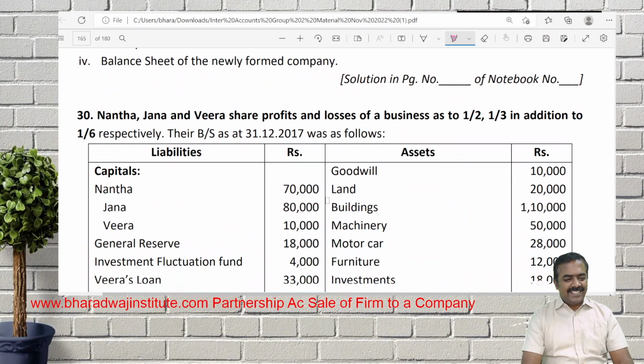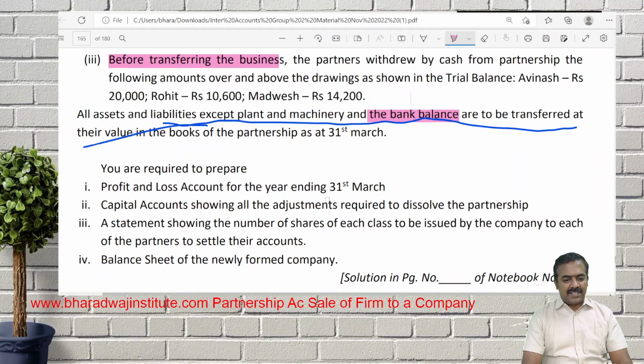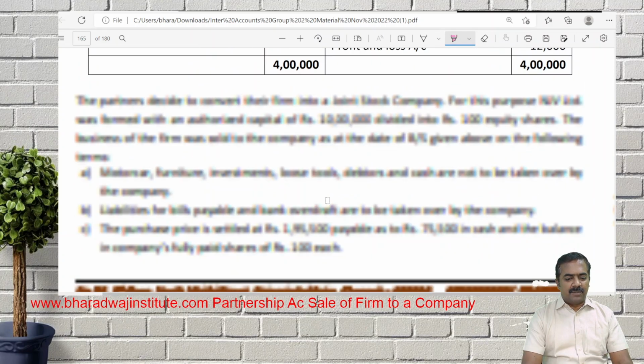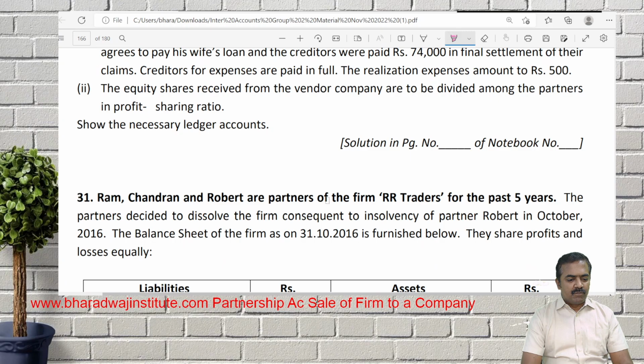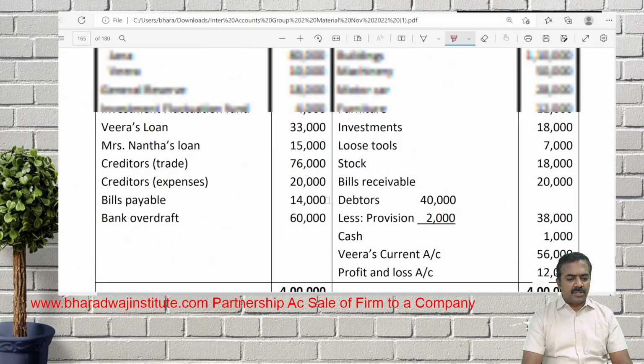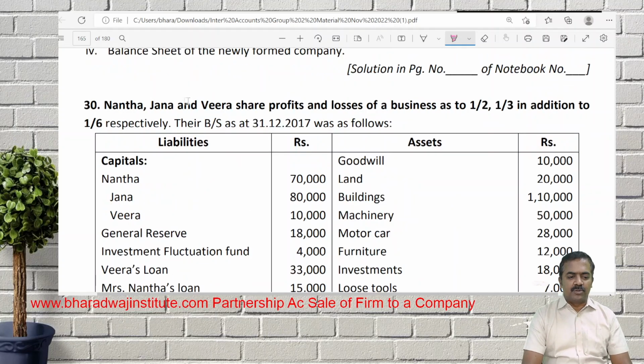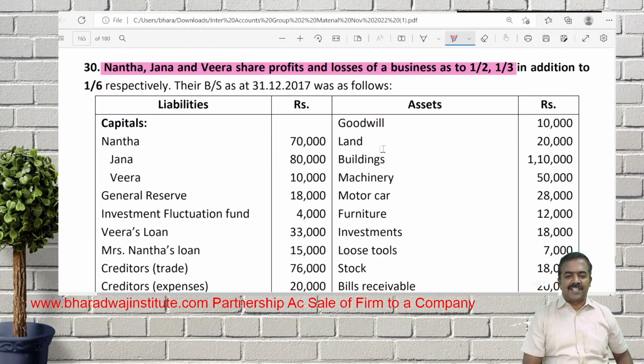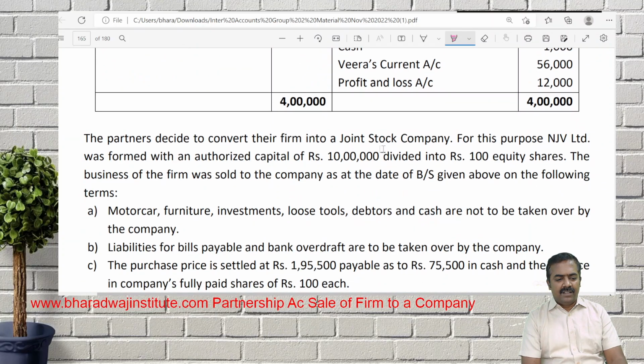Not an issue. See, there is the next question. Question number 30. I request you to try at home. I will give the solution in video form only for those who work out this problem. Recorded class students, live online students, or physical class students, try to work it out. Who are the partners? N, J and V are partners. One of the beautiful problems in sale of a firm to a company.